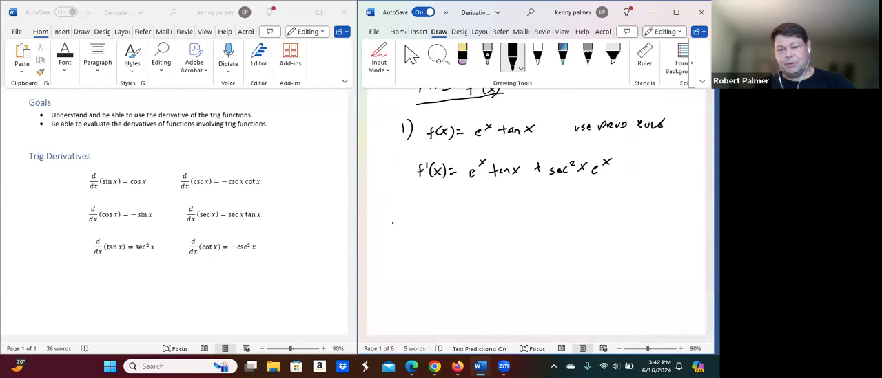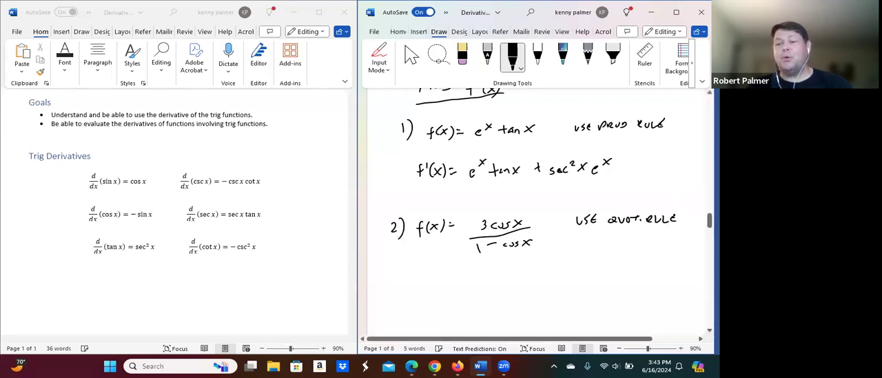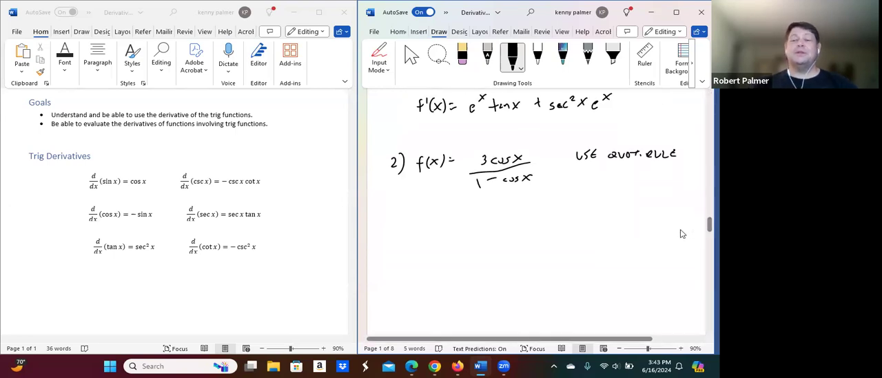Okay, number 2. And we have this. This is our f of x. So f of x is equal to 3 times the cosine of x over 1 minus cosine of x. Okay. Now, once again, obviously we have a quotient. Once again, let's use the quotient rule. What we're doing here is just practicing incorporating the rules we just learned about trig functions with the other rules we learned about differentiation. All right, use the quotient rule.